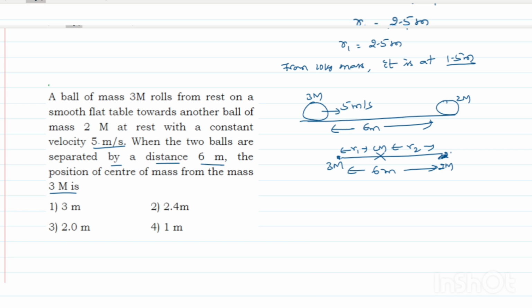Now, from 3m, they are asking for the distance R1, which is equal to m2 times d divided by m1 plus m2. So m2 is 2m, d is 6, divided by m1 plus m2, which is 2m plus 3m, which is 5m. The m gets cancelled, 2 times 6 is 12, so it is 12 by 5, which is 2.4 meters. So this is the correct answer.